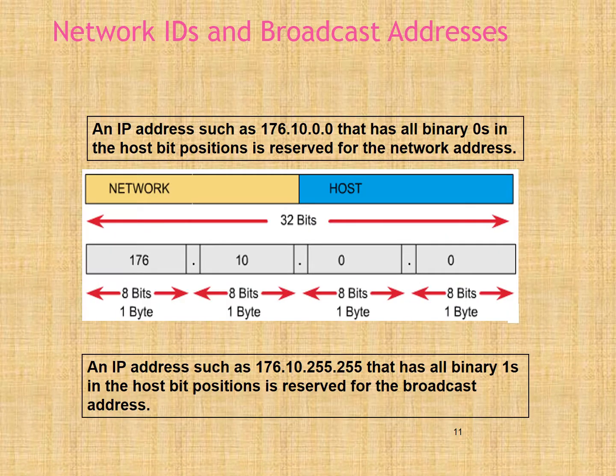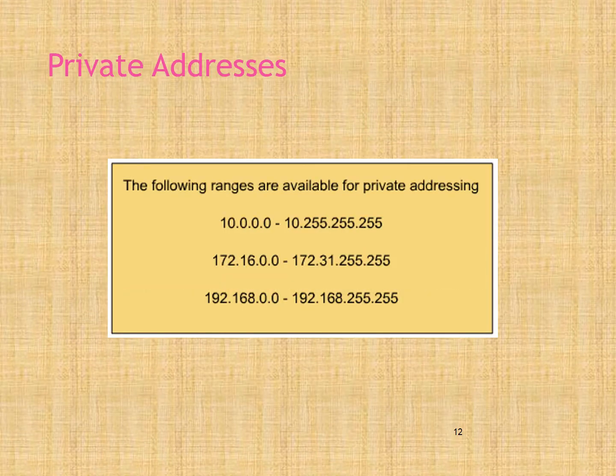Network ID and broadcast addresses: an IP address such as 176.10.0.0 has all 0s in the host bit positions, which is the network address. An IP address such as 176.10.255.255 has all 1s in the host bit positions, which is the broadcast address. The following addresses are available for private addressing.